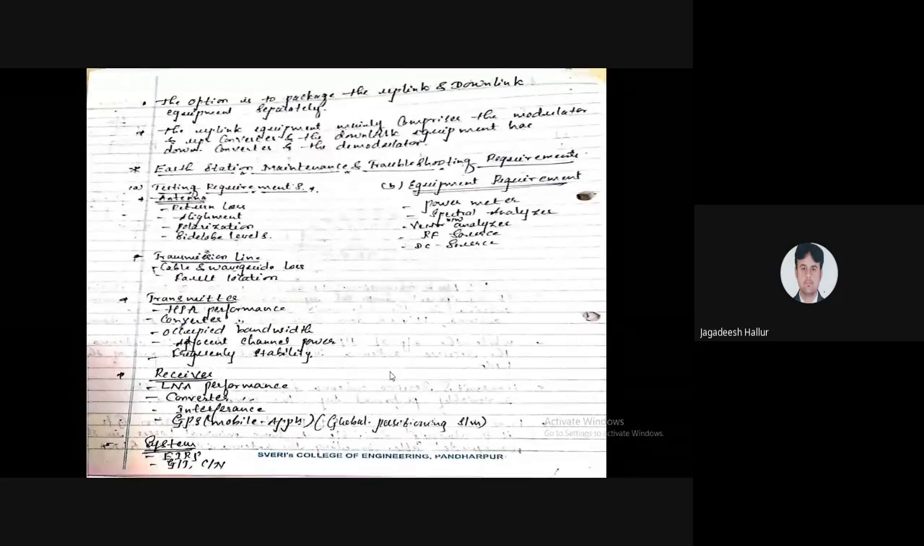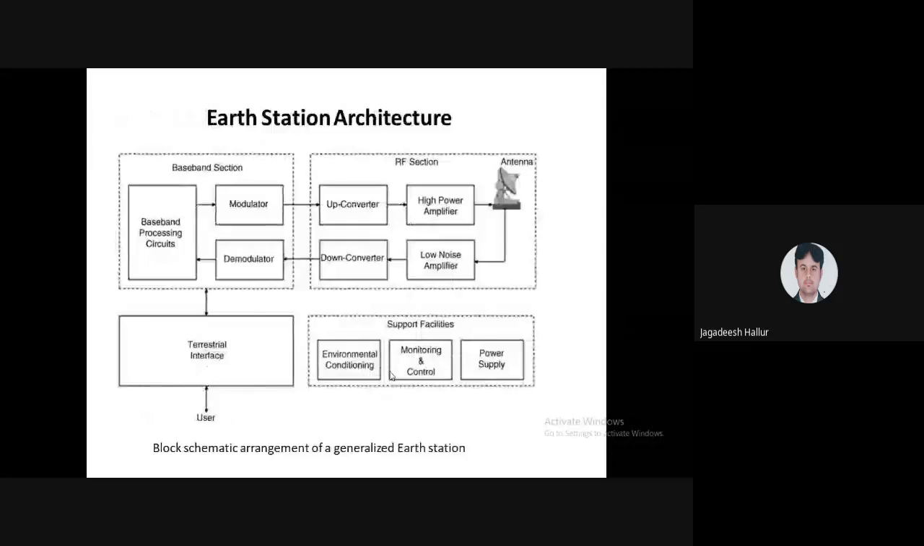And on the other side, we are using equipment requirements, which are the main equipment required in this. One is a power meter, how much power is required for particular equipment. Second is a spectrum analyzer. You have to analyze the frequency of the signal, how much the frequency is. And an RF source, radio frequency source is required, and a DC source, that is direct current. And this is the full unit of this Earth station.